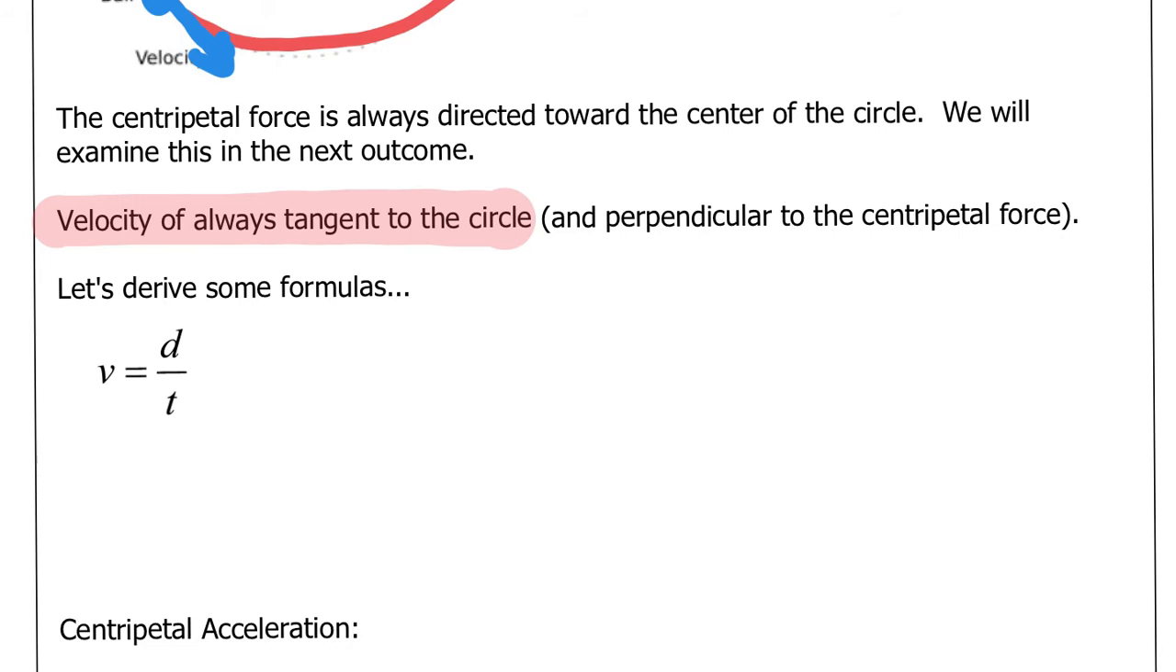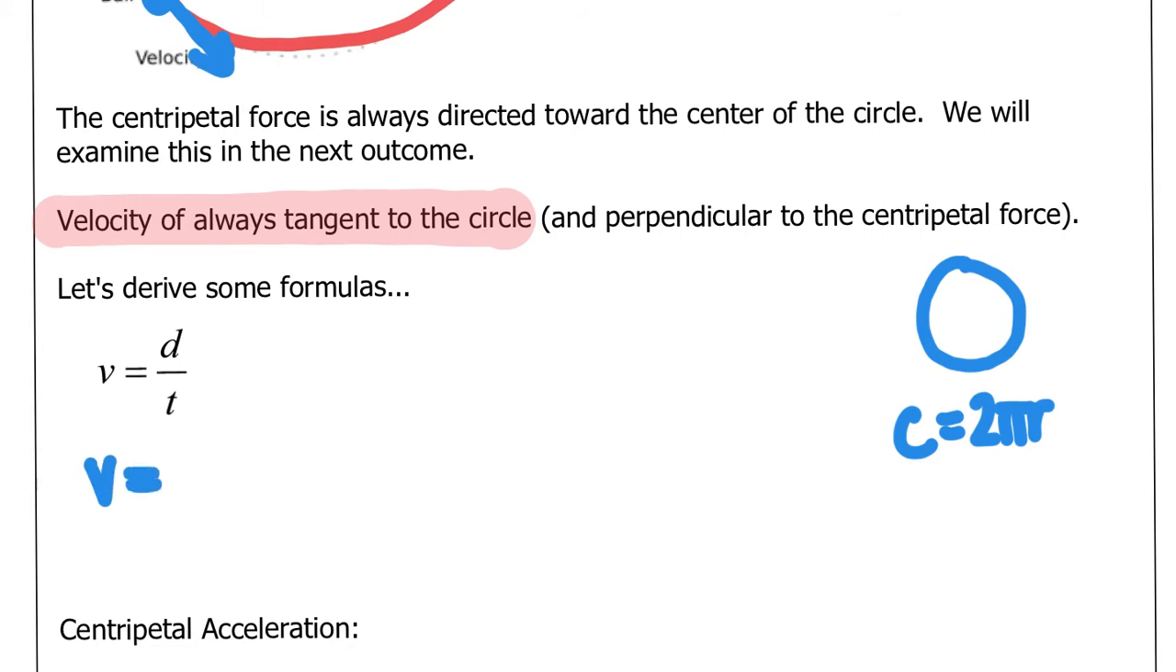So if it's traveling in a circle, what I know is that the distance that it travels is equal to the circumference of a circle. And if you remember, the circumference of a circle is 2 pi r. So my formula for velocity, if it's distance over time, becomes circumference, which is 2 pi r, over time.